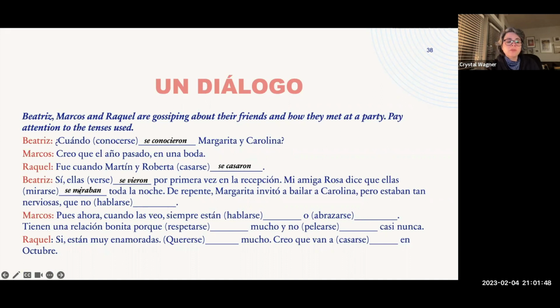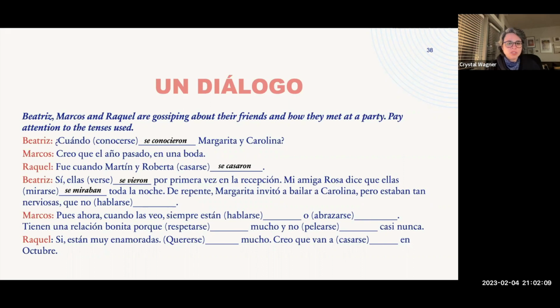But here we have the imperfect. Mi amiga Rosa dice que ellas se miraban toda la noche. Well, here we have a more ambiguous time period, right? It says all night. It doesn't say when, and it's describing something that was ongoing throughout the night. They were looking at each other all night. Therefore, we use the imperfect.